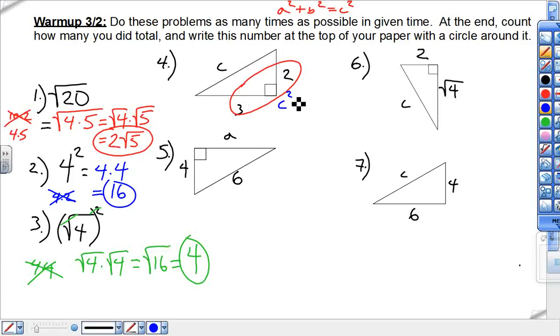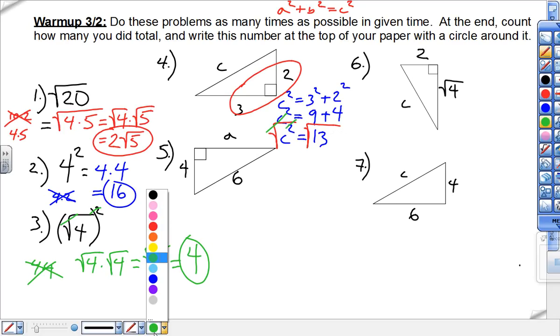C squared equals 3 squared plus 2 squared. So that unknown hypotenuse gives me 9 plus 4. So c squared equals 13. Right there, I need to square root both sides. Show me that you're square rooting this side, square rooting the other. Show me that these cancel away and just leave me plain old c. So that answer is c equals root 13. I cannot do anything with 13. I just have to leave that alone.